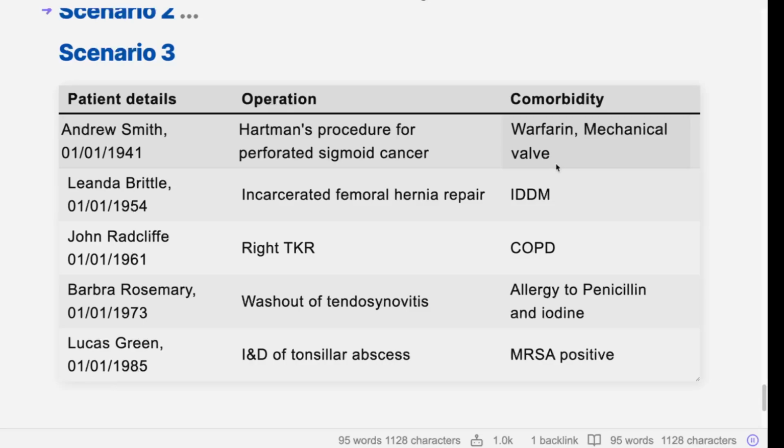My second case. I'll be thinking of one of two options, whether the Hartmann procedure or the incarcerated hernia. I'll need to go and assess both patients and take their NEWS score and check the patient's warfarin status and also the other patient's diabetic control.